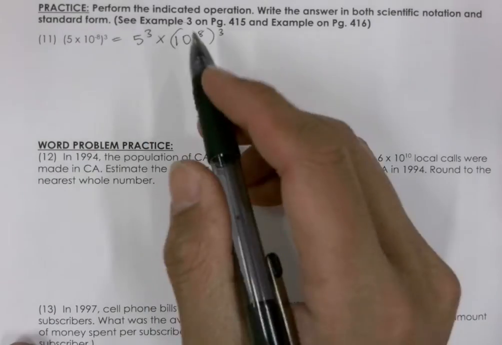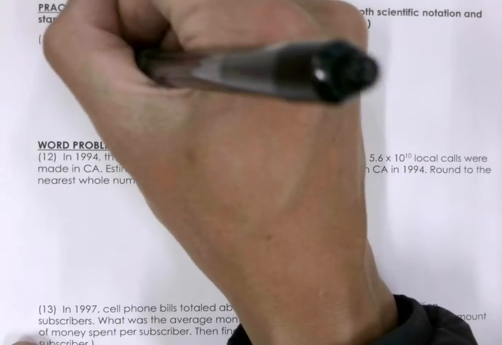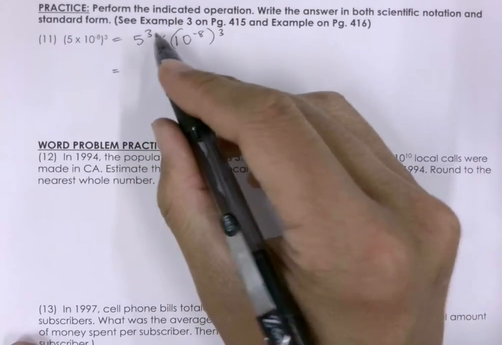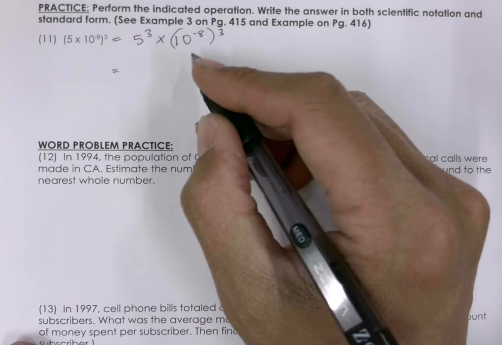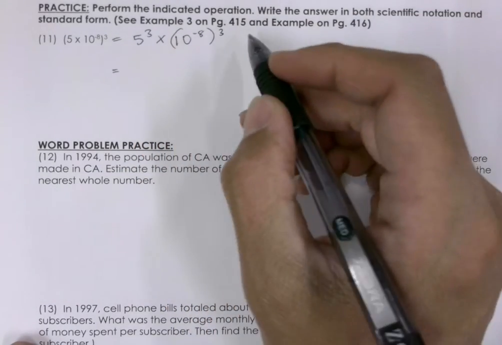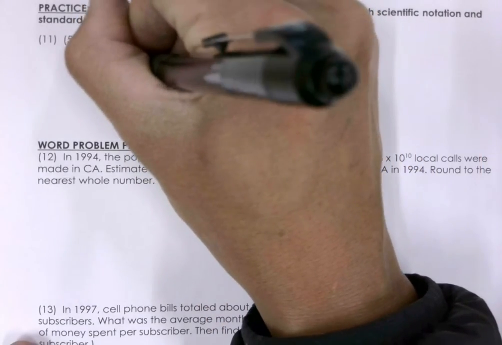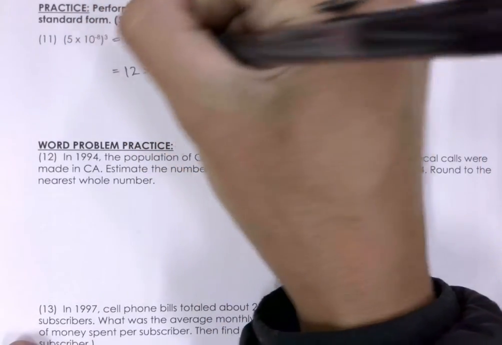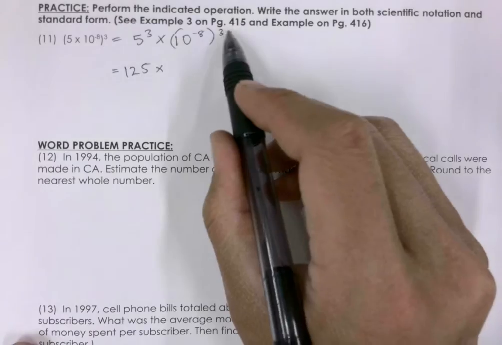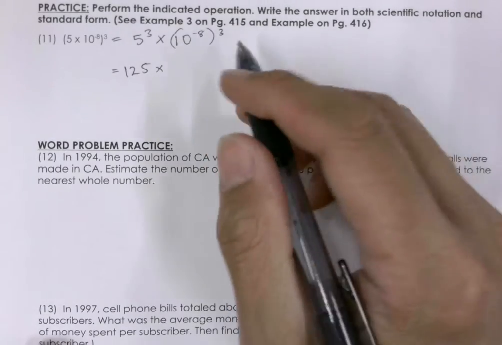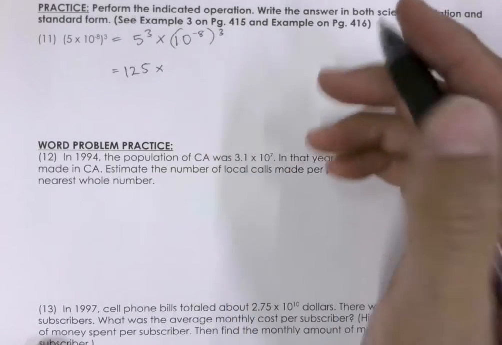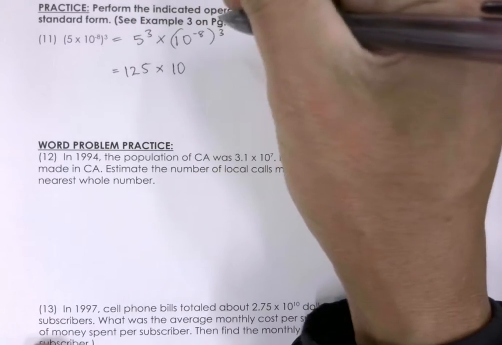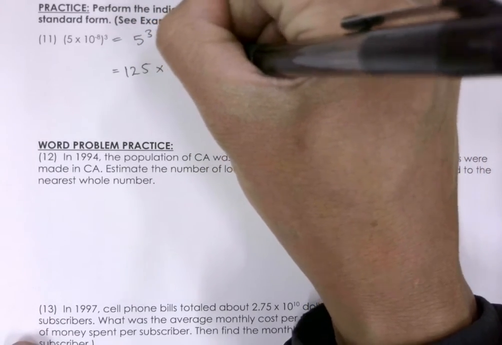Now, what are we going to do? Well, let's go ahead and evaluate this, right? 5 to the power of 3 is 5 times 5 is 25, times 5 is 125. So we have 125 times... and here we have the power of a power property, and in this case, we multiply. So we have times 10 to the power of negative 24.